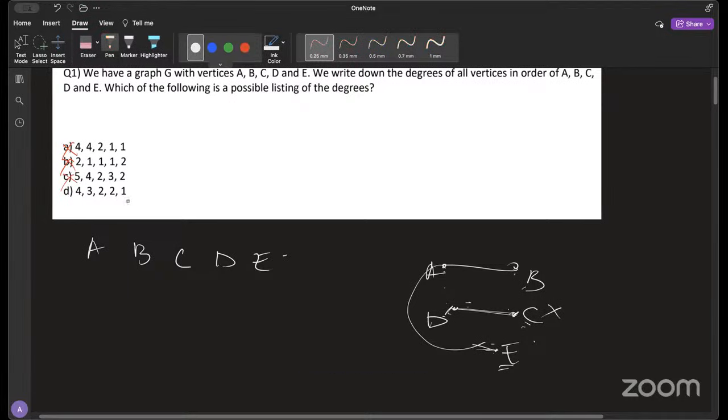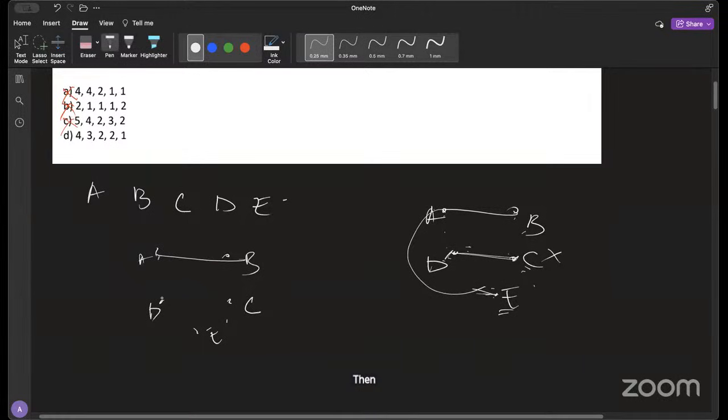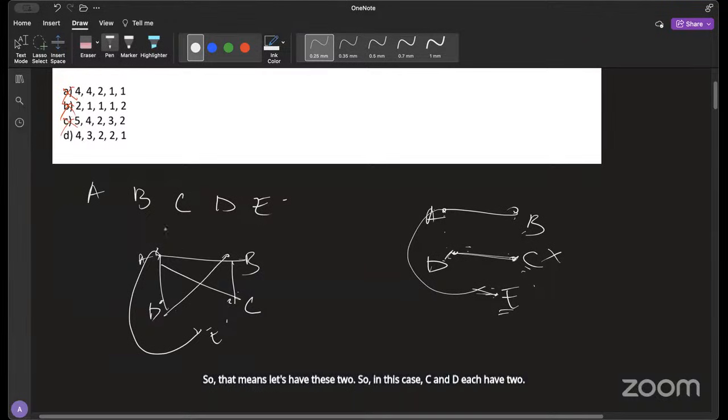And coming to the fourth one, let's see how this one's possible. If you have A, B, C, D, and E, then A has four. That means it's connected to all the four. Then B has three. So one is this, and C and D each have two. So let's have these two. In this case, C and D each have two, B has three, and E has one. So this makes sense, right? This could be the graph for this one. So this is the correct option.